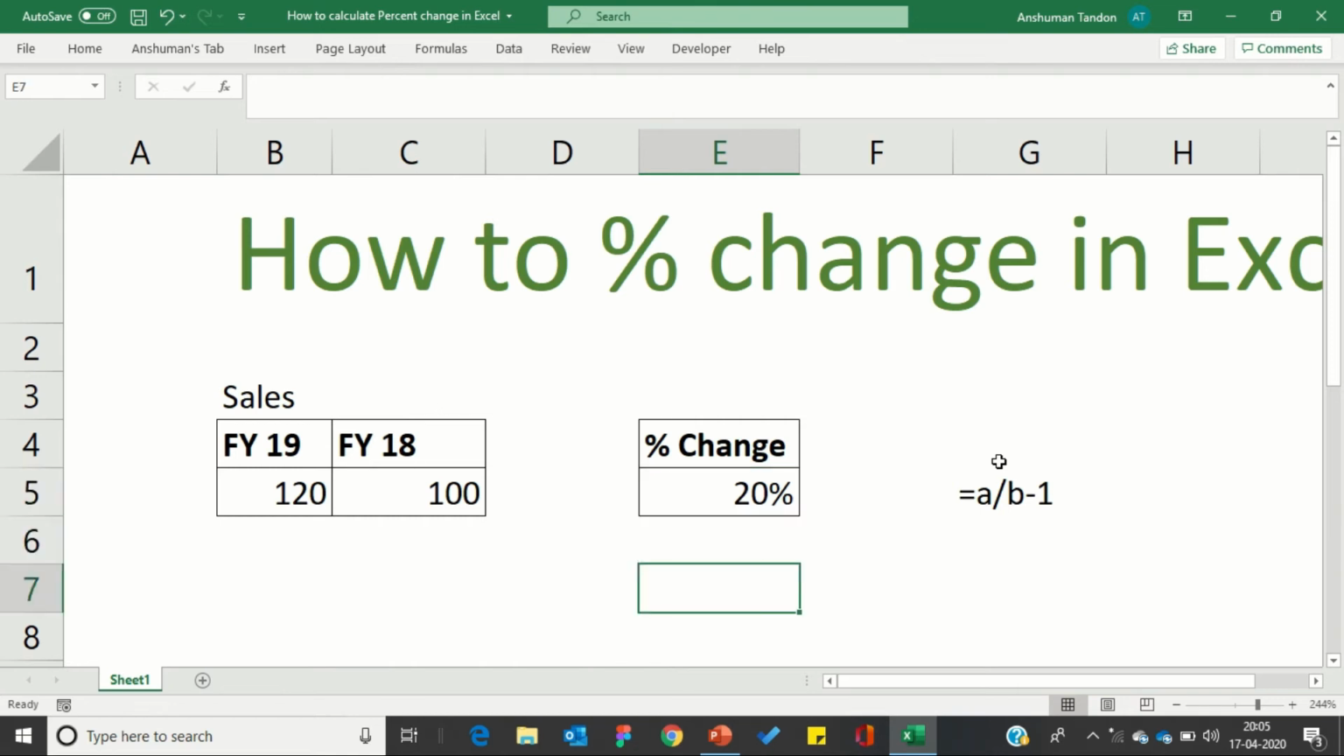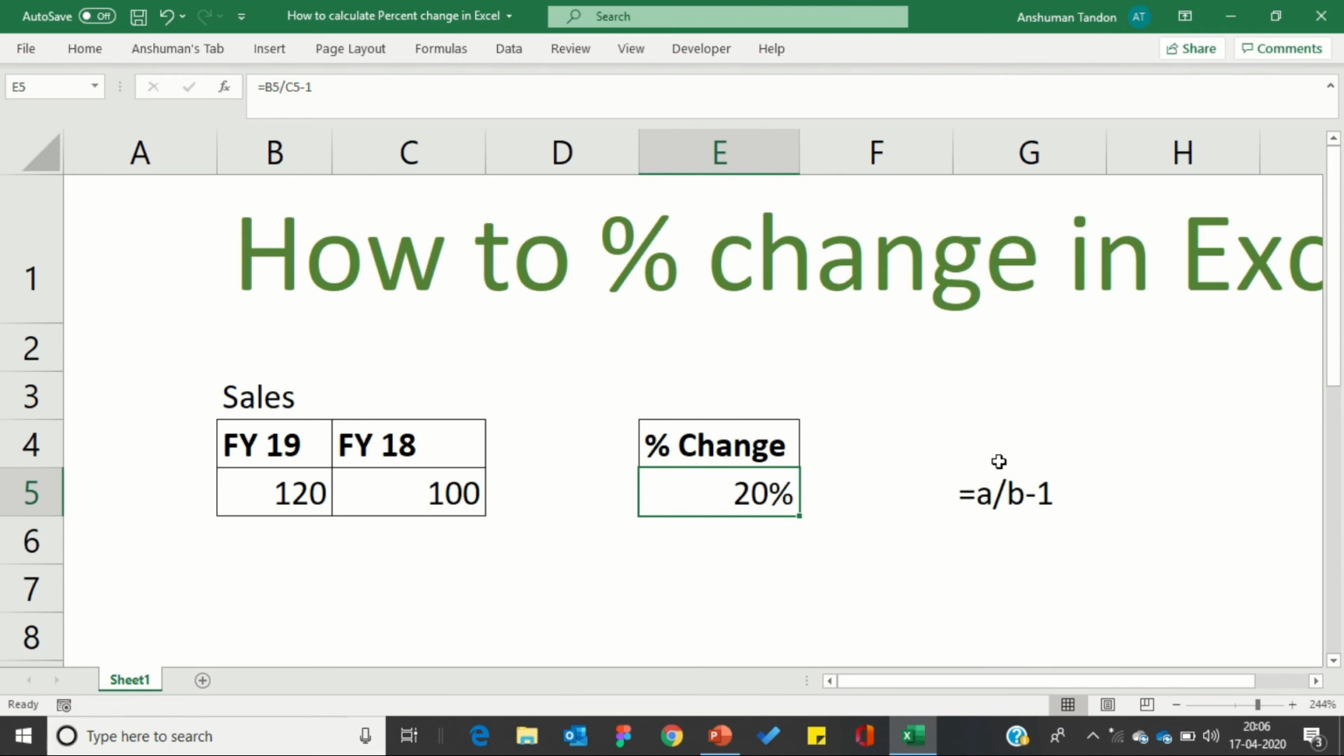Now, how this formula works is that by subtracting 1 from the division of the sales, we basically get A minus B over B, where B is the sales of the previous year. After taking the LCM of this formula, we get 20 in the numerator and 100 in the denominator, and we get the same percentage as we got in the example below.